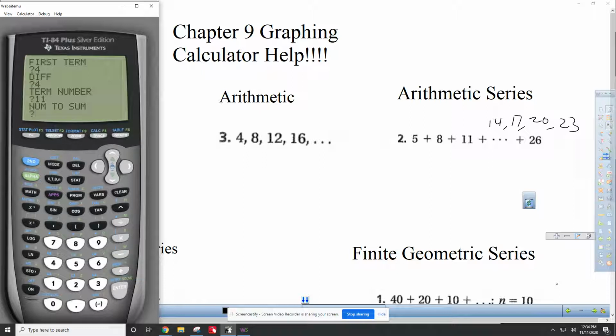Now when it says number to sum, it's asking how many numbers are in that sequence, so it can add them all together for you and give you the sum of that sequence. So let's say there are 11 numbers as well. There we go. The 11th term of this arithmetic sequence is 44, and our sum is 264. Pretty awesome stuff there. Now we're going to do geometric.